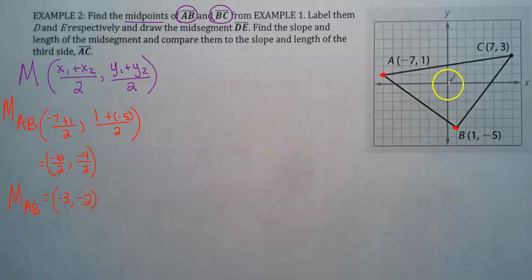So let's see here. We're going to graph that. So we're going to go -1, -2, -3, and -2 right here. And we're supposed to label those D and E respectively. So AB is going to be D.